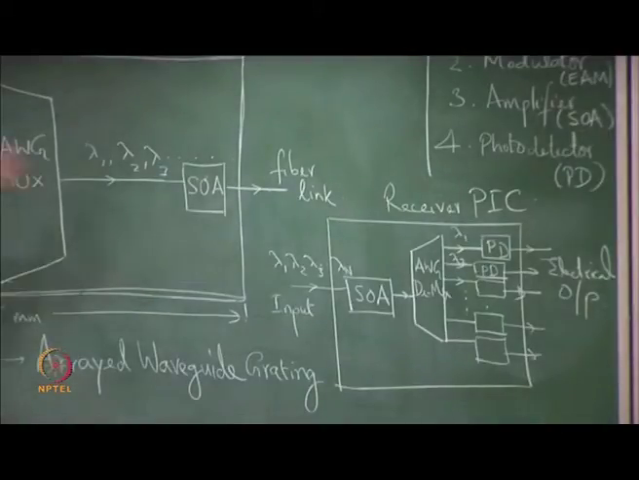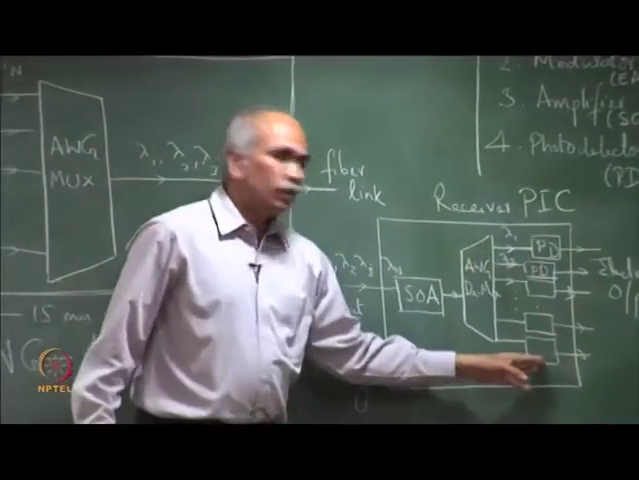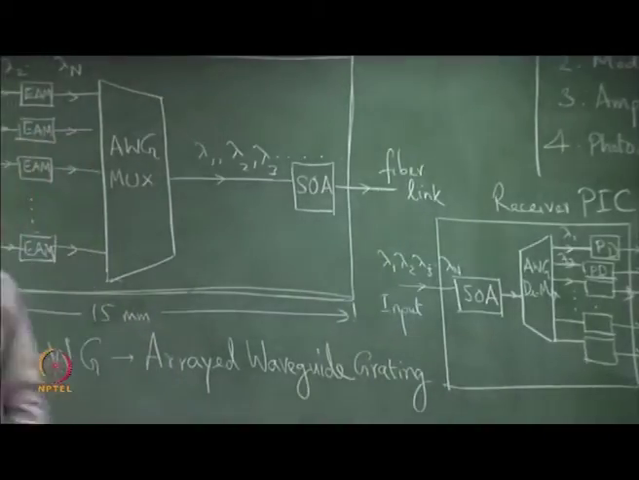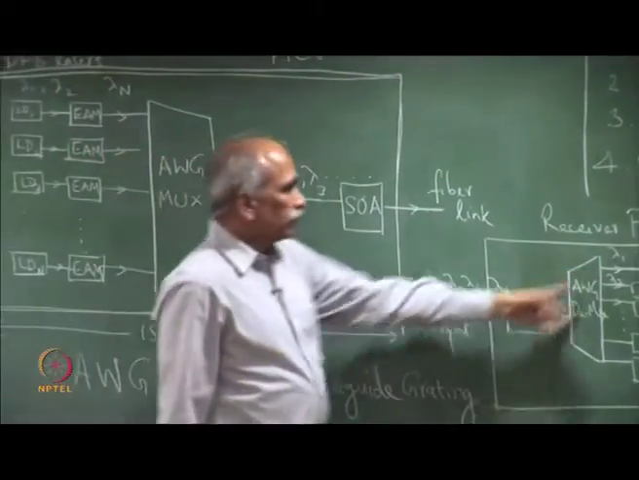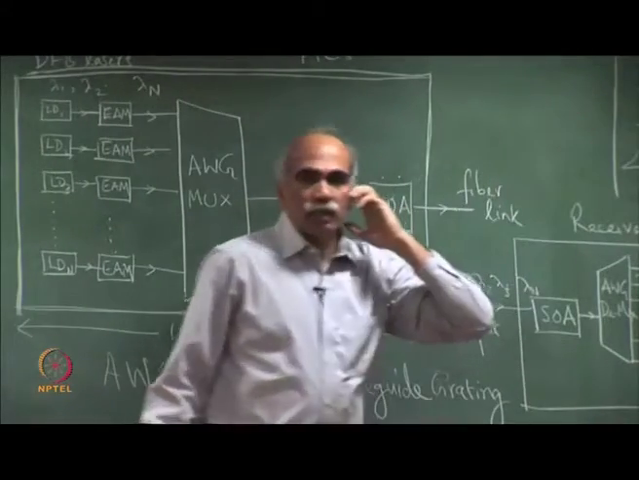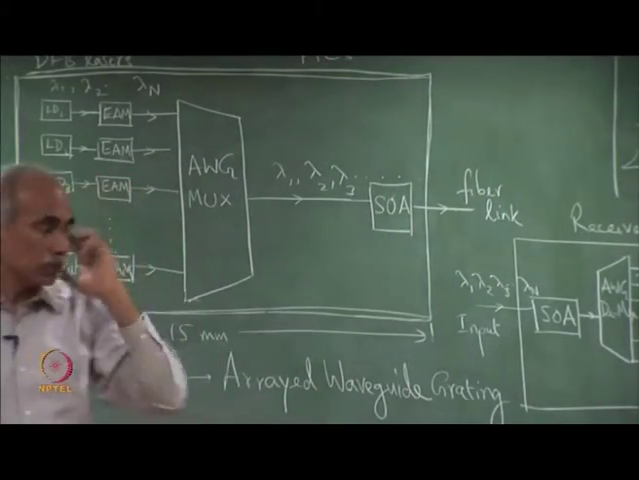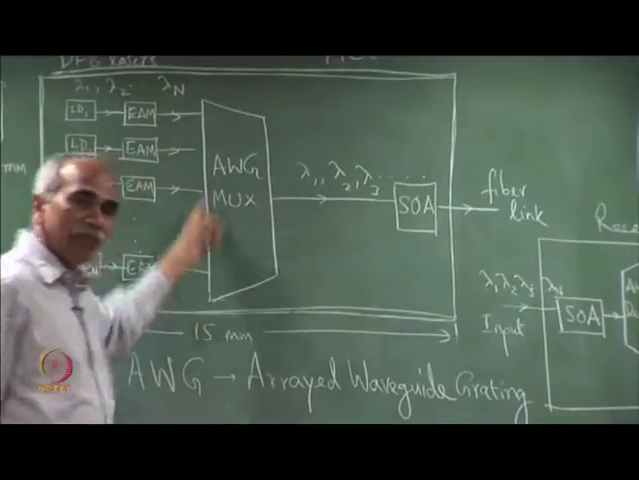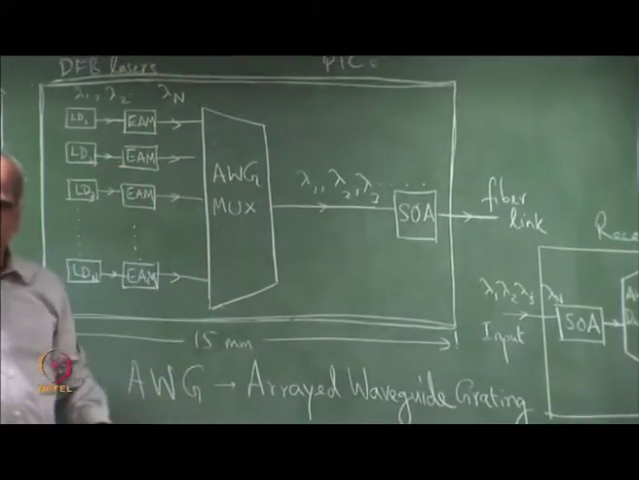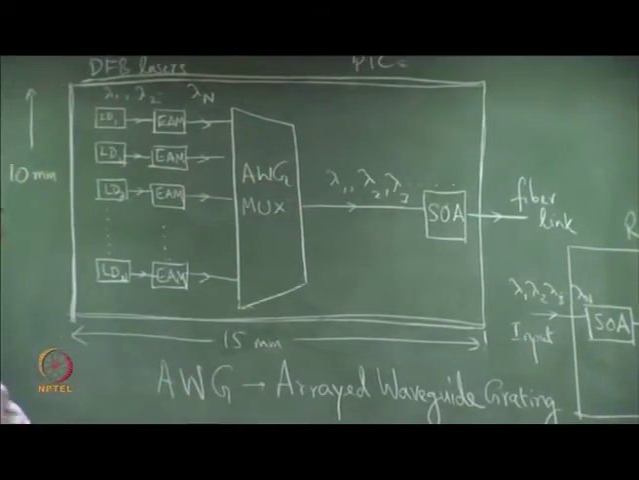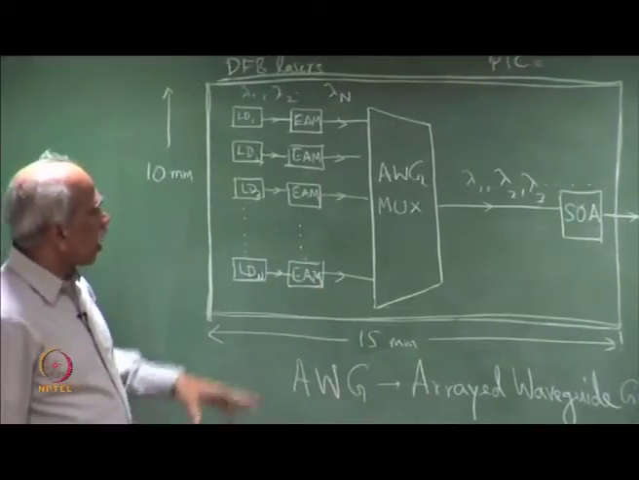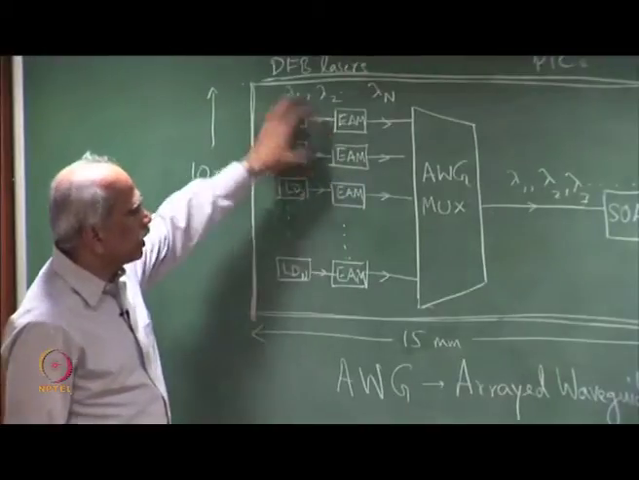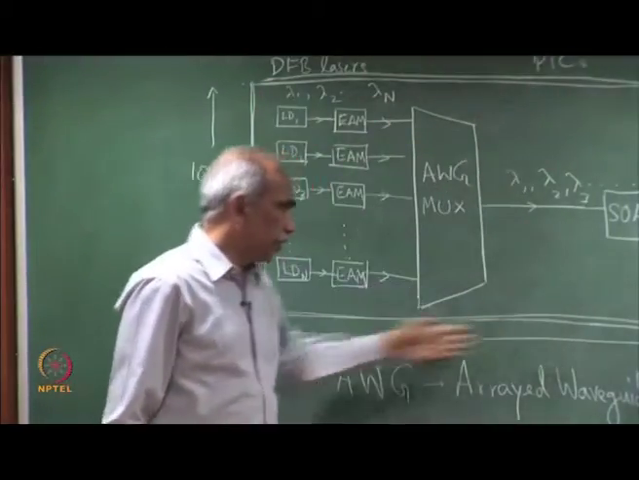As we can see, almost all the components of a modern transmitter and receiver, we have discussed the basic building blocks in this course, except the AWG mux, which is a passive waveguide device. And currently there are hundreds of such components integrated on a single chip.